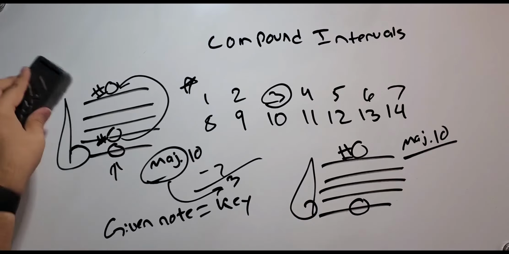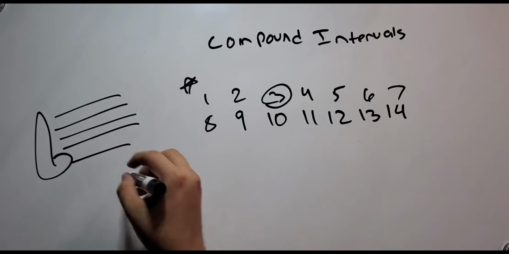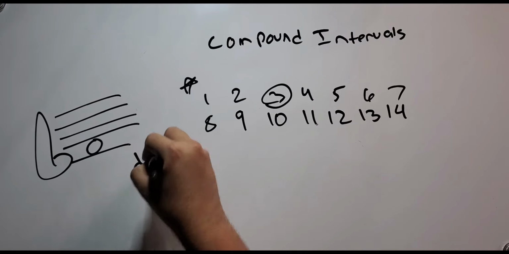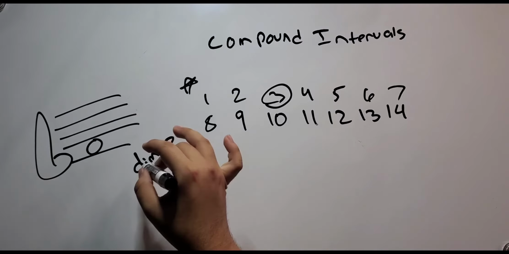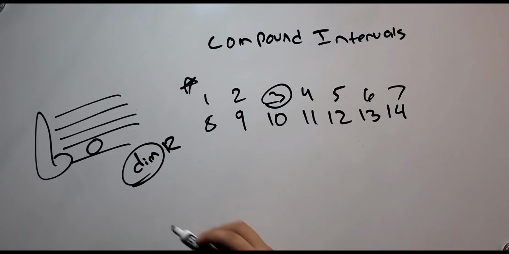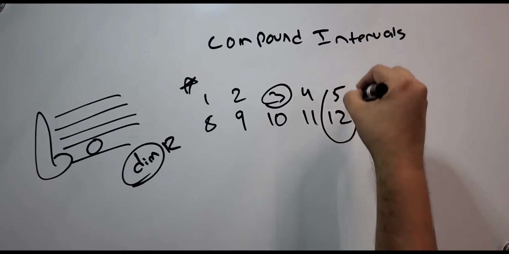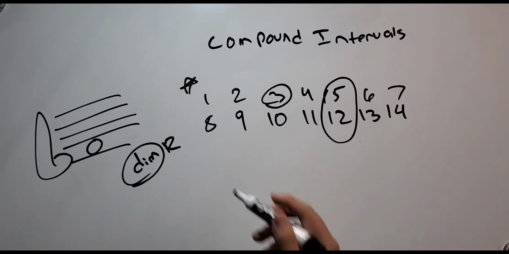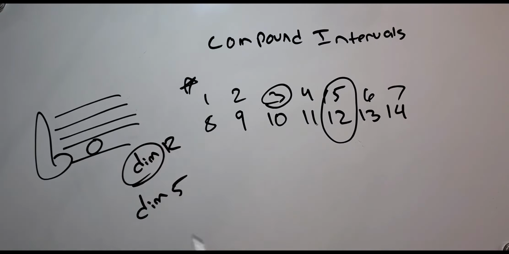Okay, let's go ahead and do just one more example. Let's say they give you an F and they ask you for a diminished 12th above. Okay, diminished 12th. Remember, quality stays the same. But now I don't want to find the 12th, that'll be too much work. I want to find the what? The 5th. Okay, another way you can do it, 12 minus 7 gives you 5. So I want to look for the diminished 5th above F.